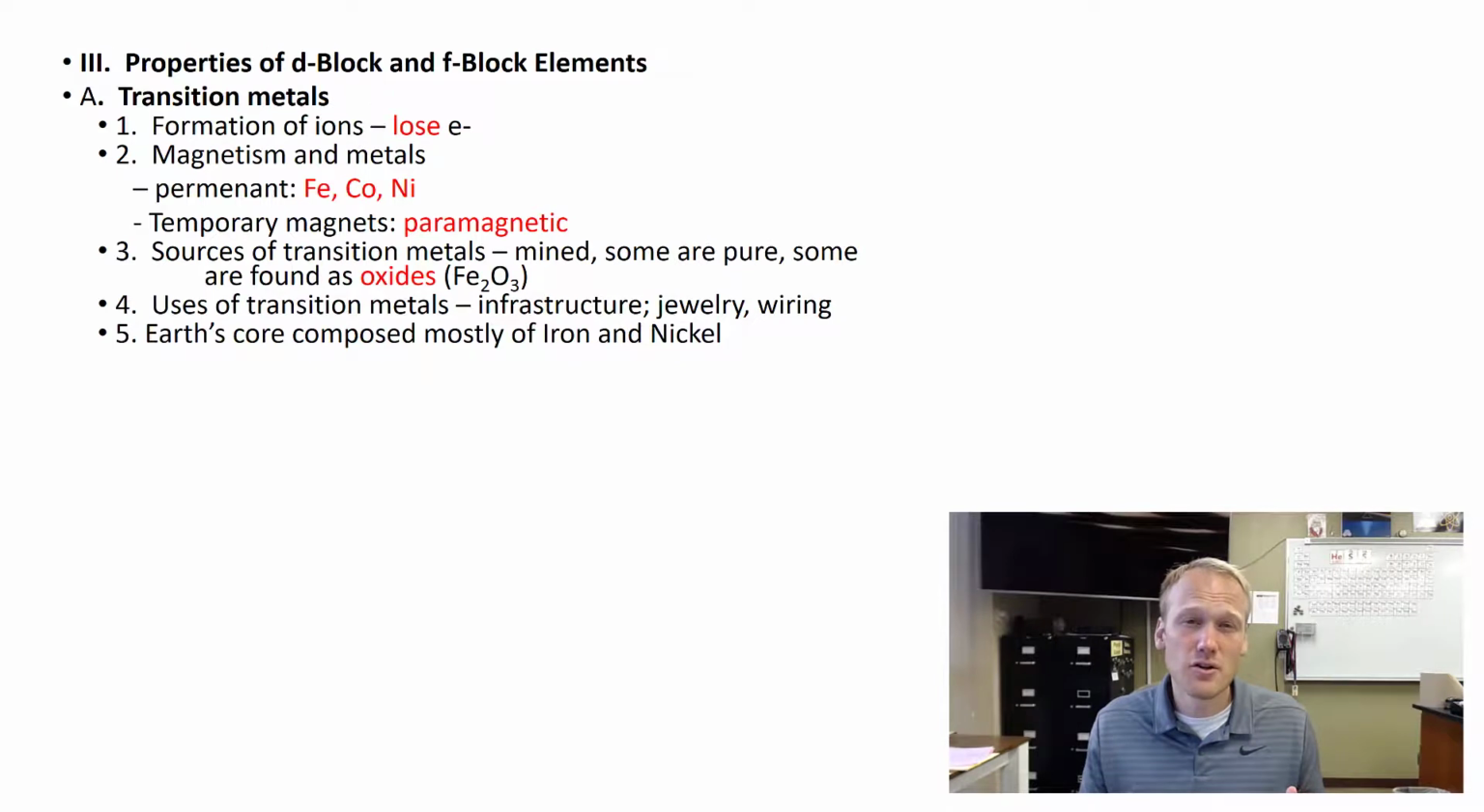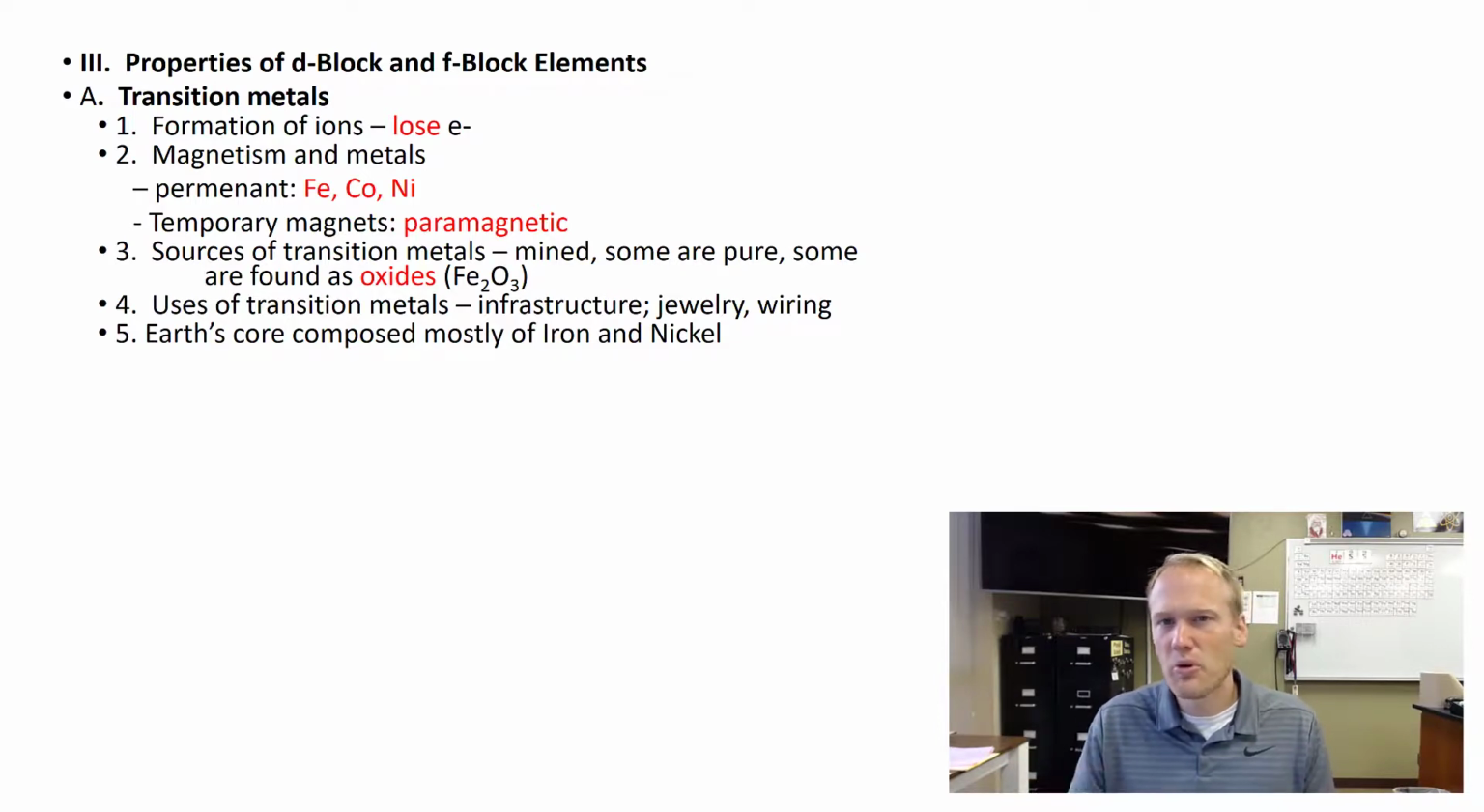Now that we've done the main group elements, let's go back and talk about the transition metals. The transition metals are metals, so they tend to lose electrons. A lot of these metals are magnetic, like iron and cobalt and nickel, and they can even have temporary magnetism if they're paramagnetic. Sometimes it requires us to mine oxides, like iron oxide, out of the ground and then purify the iron in it using a chemical reaction.